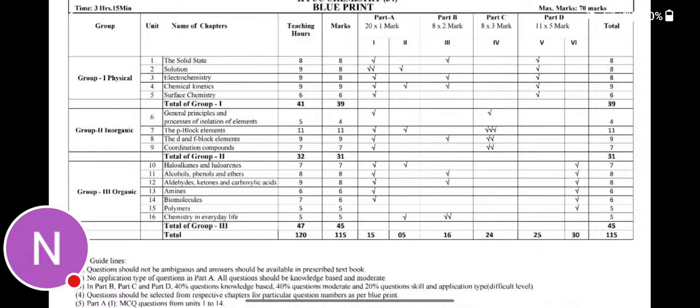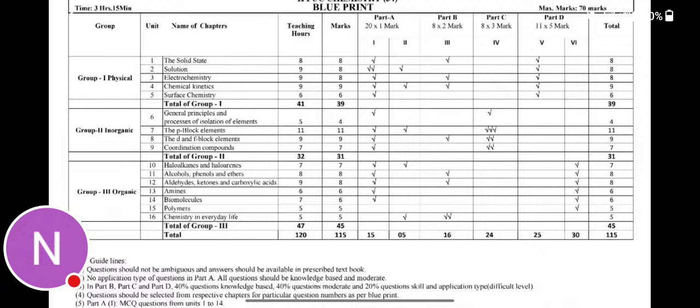Next, biomolecules. 7 hours is the teaching hours. 6 marks from this chapter. So 1 question for first main, 1 mark. 1 question from fifth main, part D, fifth not sixth main, part D, for 5 marks, 1 question. Totally it is 6 marks from this chapter.